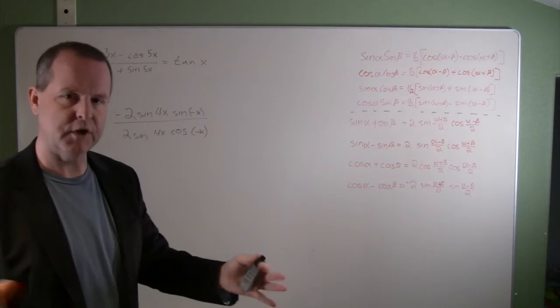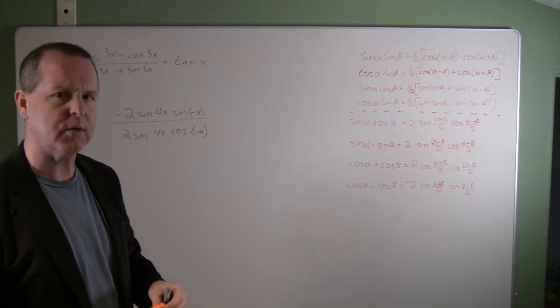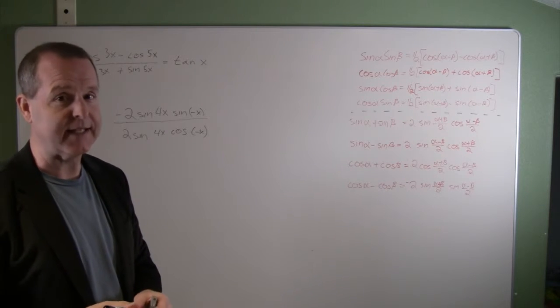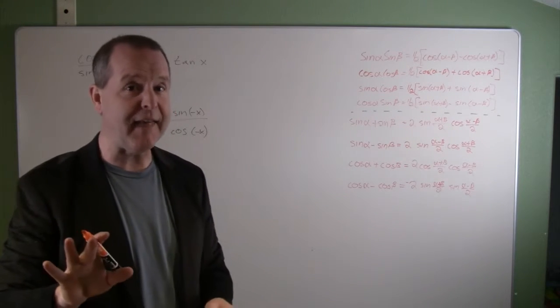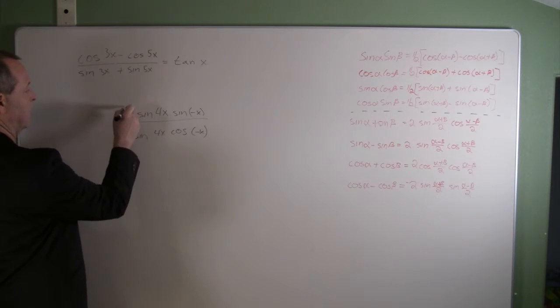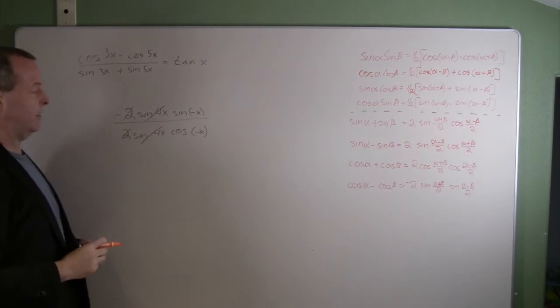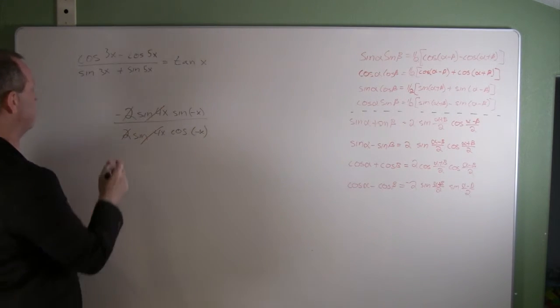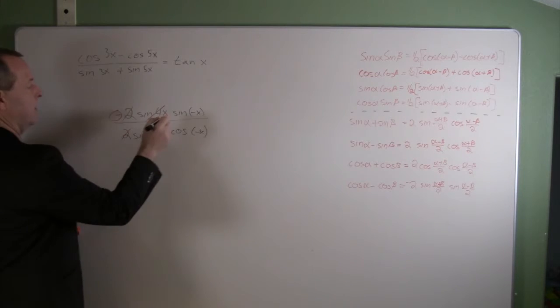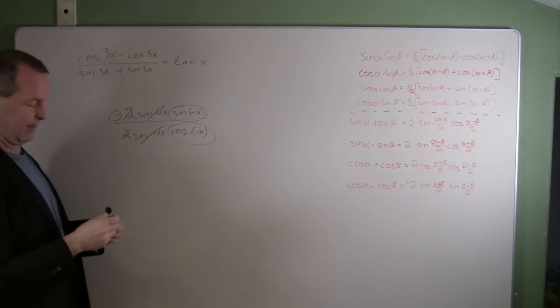All right, first step, done. Are we getting any closer? Are we going where we're supposed to be going? I don't know, but I see a lot of things that cancel out, and I love that. So let's look at this. I can cancel out the 2 and the 2. I can cancel out the sine of 4x and the sine of 4x. So what I'm left with now is this sine of negative x, and this cosine of negative x.